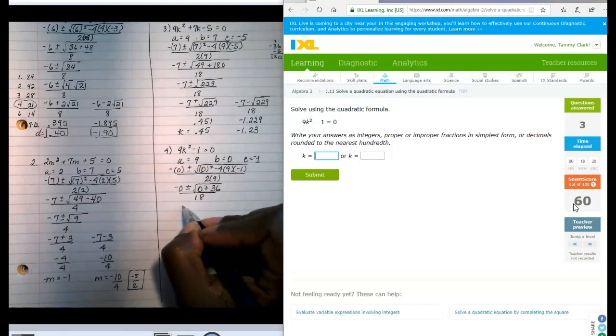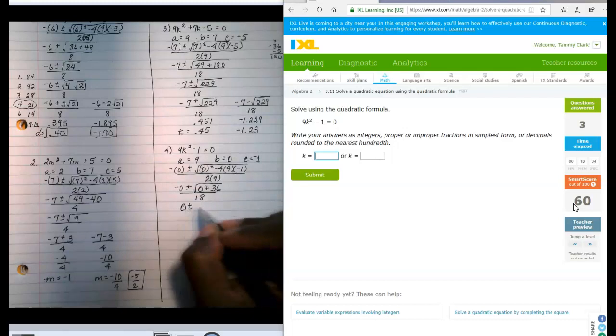So we've got 0 squared, which is just 0. And then negative 4 times positive 9 is negative 36, times negative 1, which is positive 36. All of that divided by 18. So we've got 0 plus or minus, because there really is no opposite of 0, the square root of 36 over 18.